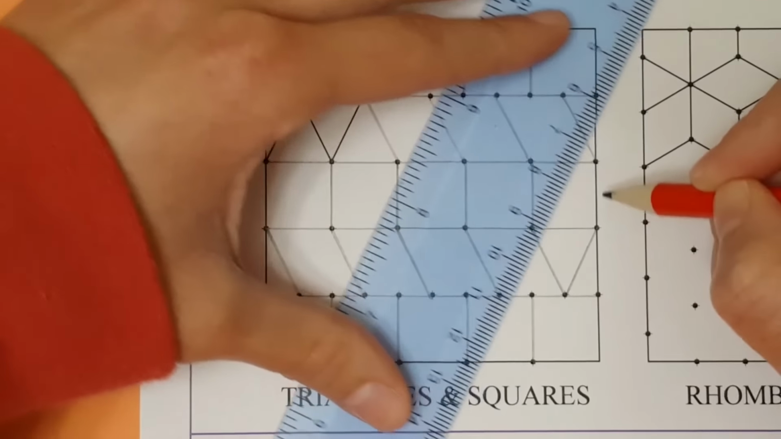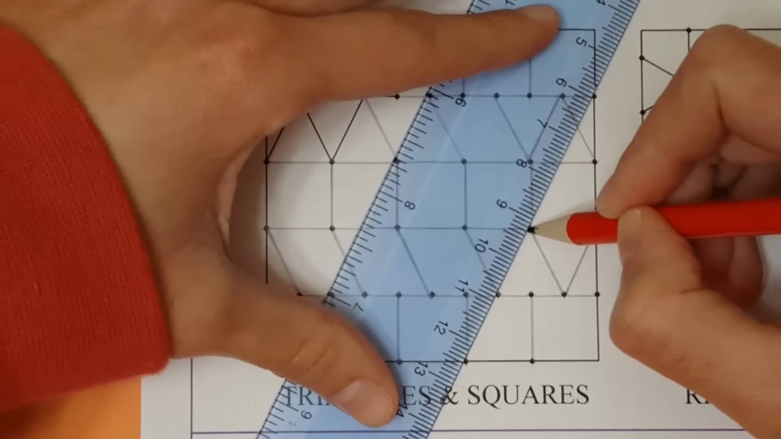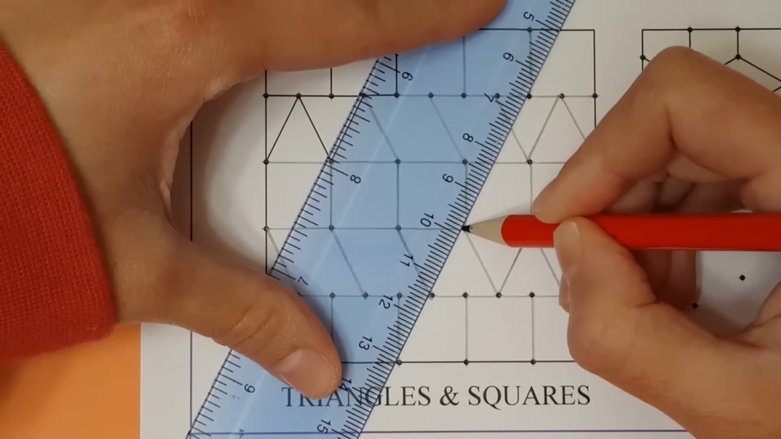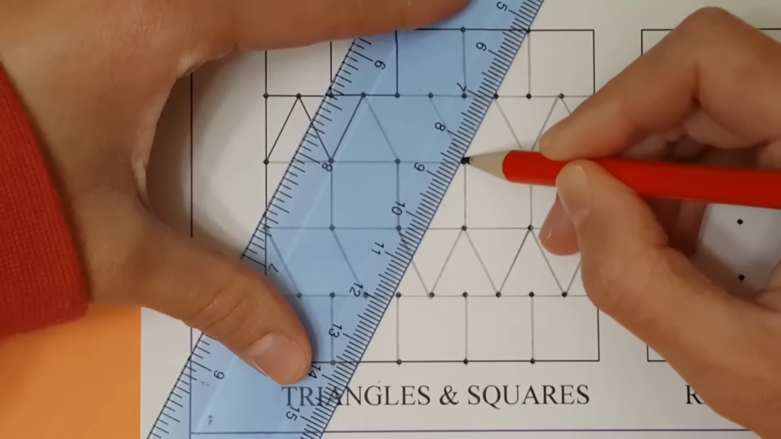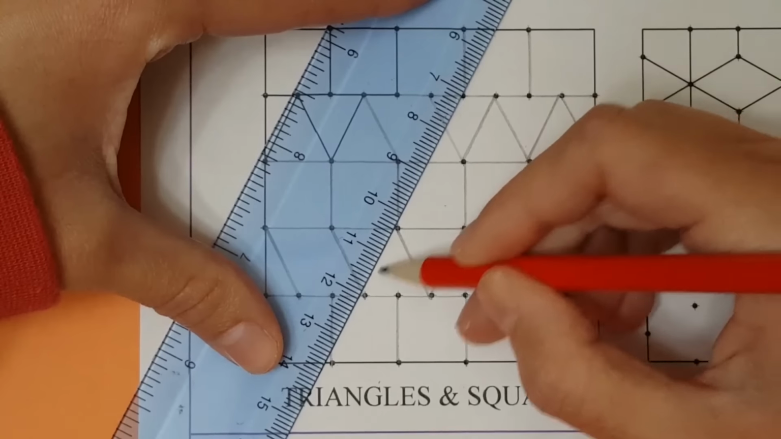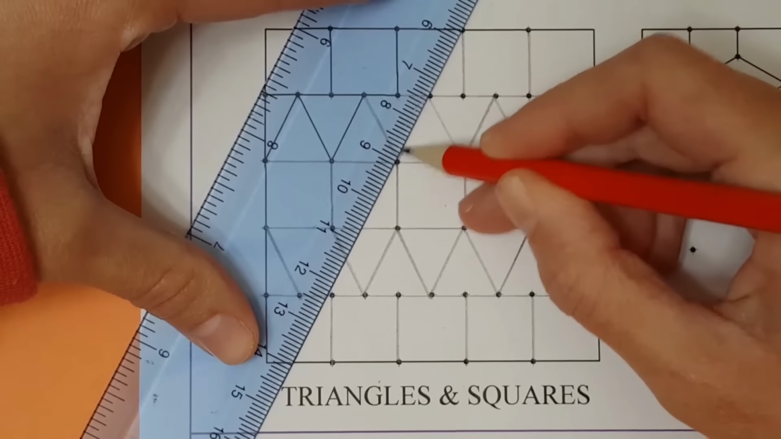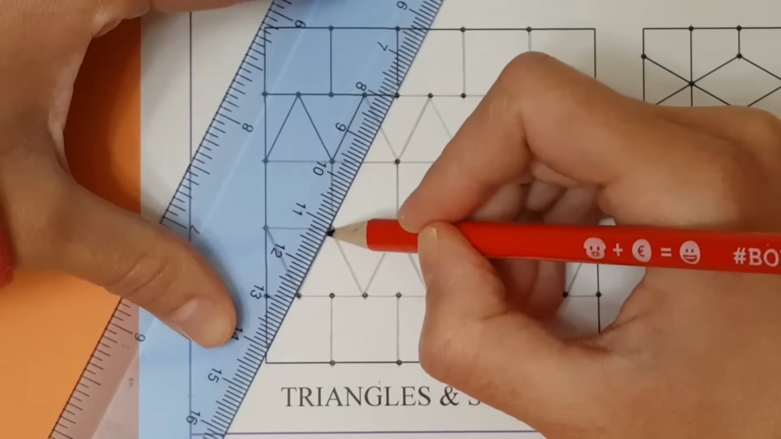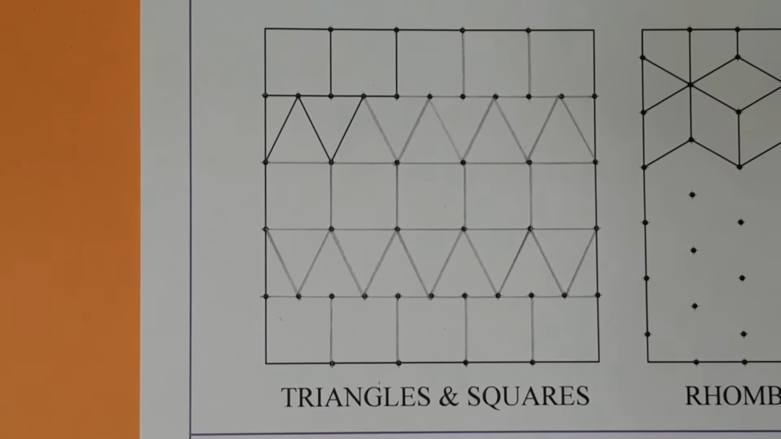Now let's start drawing those lines going from left to right upwards. Now to save time, I'm going to do the 2 rows at the same time. First align your ruler and then draw the lines. There you have it, this tessellation is now finished.